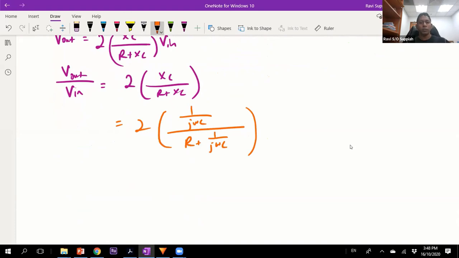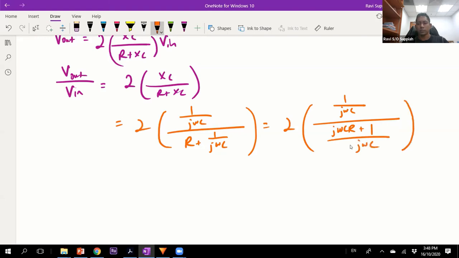If I simplify this, what I will get is 1 over J omega C over (J omega C R plus 1) over J omega C. And that will give me 2 into 1 over 1 plus J omega C R. So that is your V out over V in.